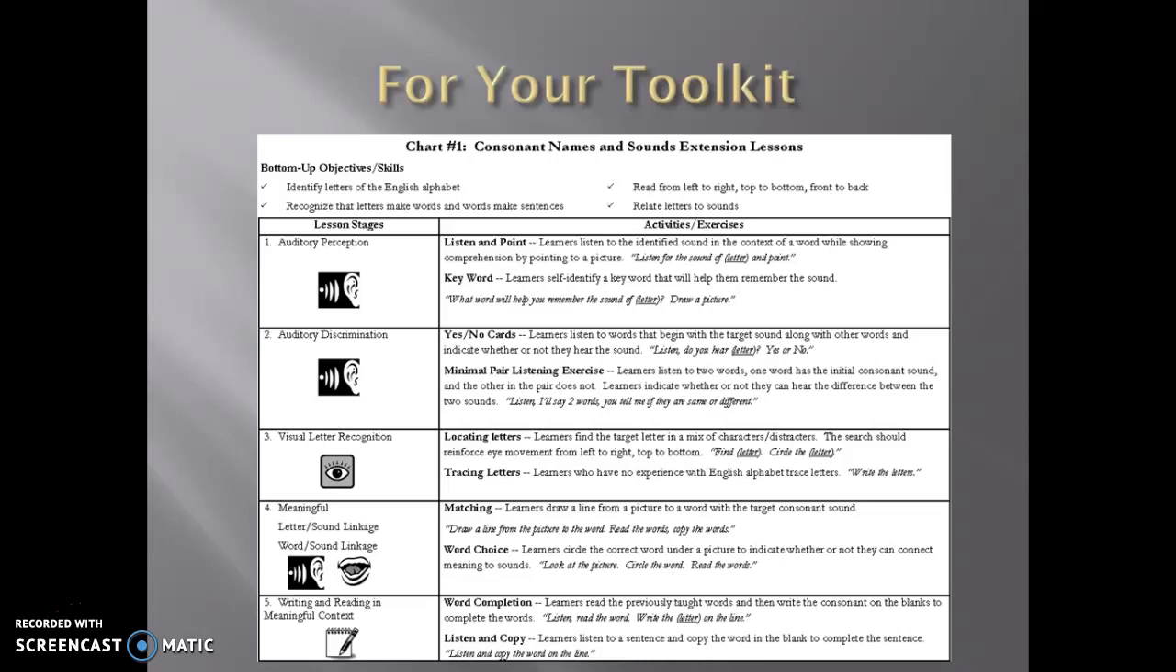The first one is the consonant names and sound extension lessons. On each of these charts, you begin with the skills that the student needs to be able to master. And here we start with the lowest strategy at the top because this is where you start. And you gradually move down the list and upwards in cognitive ability into reading and writing in context. On the right are activity ideas on how you can help students practice these individual skills for that particular area.